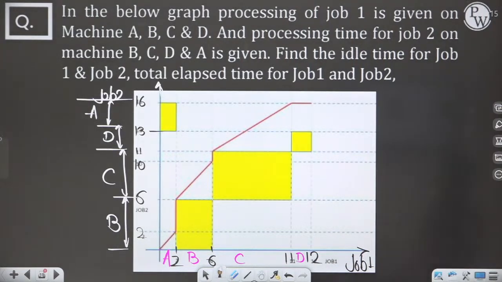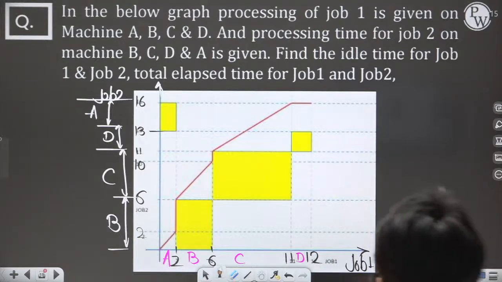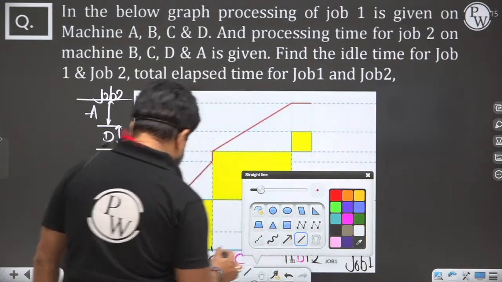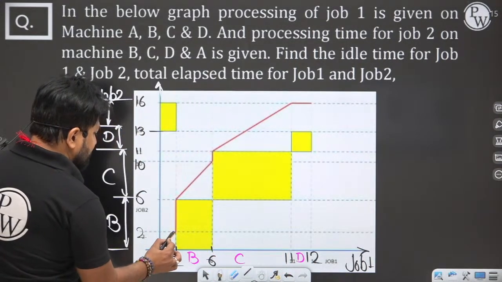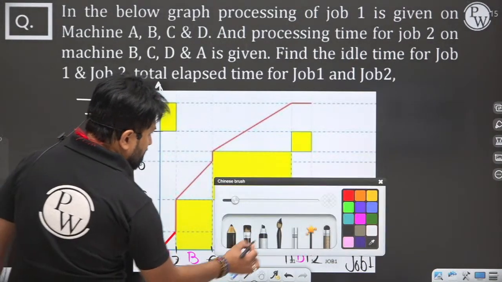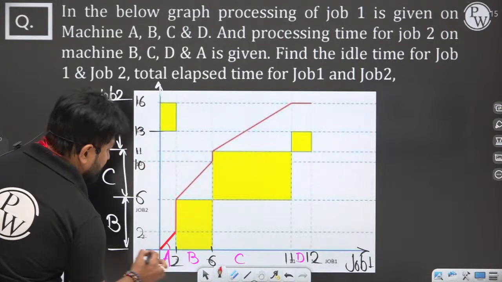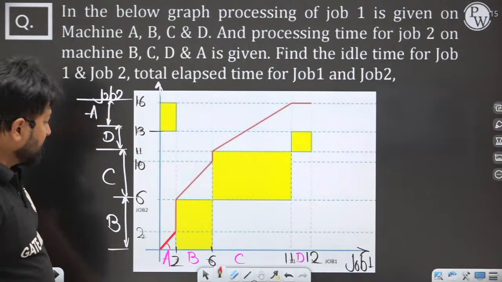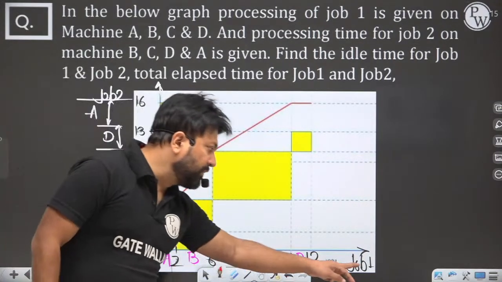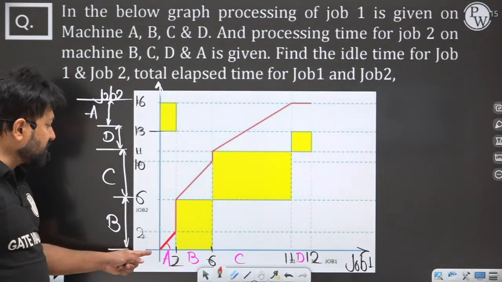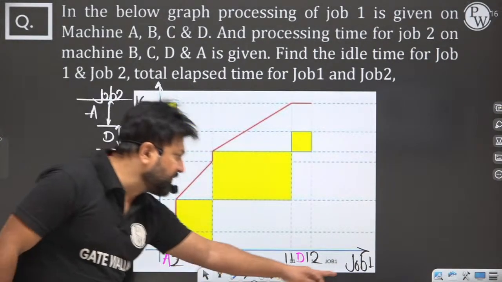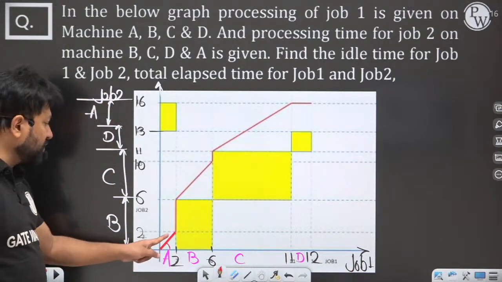Okay, my dear, I will explain. Try to understand now. This inclined line always makes an angle of 45 degrees from the horizontal. This inclined line shows that your job 1 and job 2 both are processing.